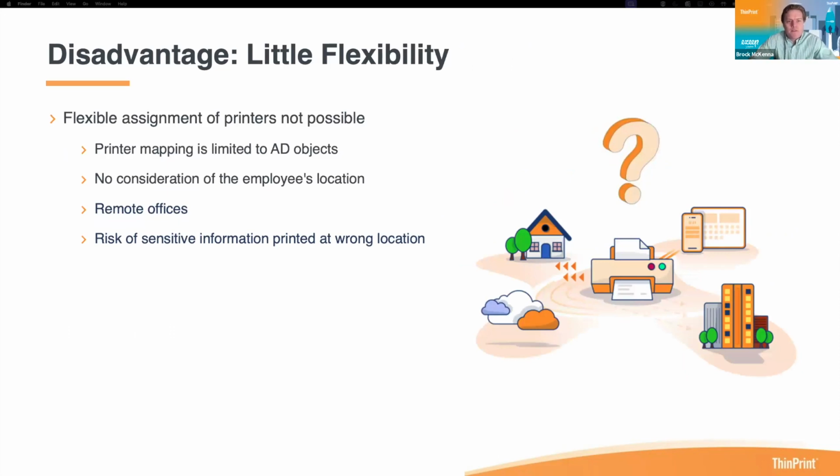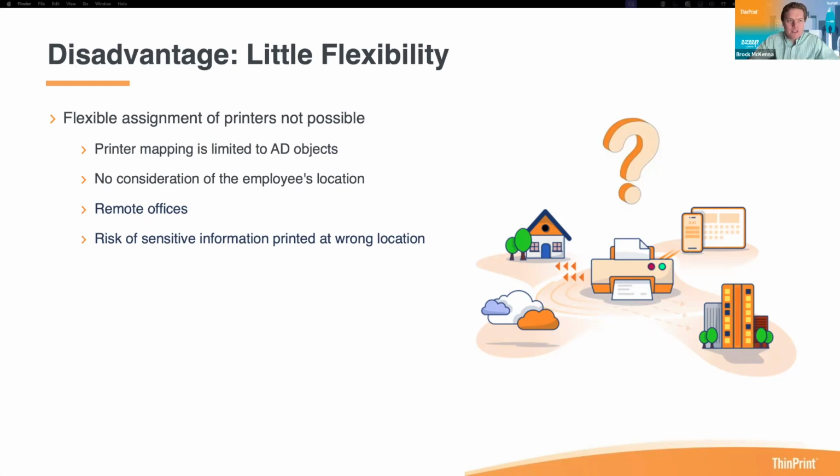Another disadvantage is you have little flexibility. So you are limited to mapping to 80 objects. So that has no consideration to the employee's location that you're mapping to. So if you have remote offices or users that move around, you're going to have to either create a GPO that applies them when they log in and gives them all the printers, no matter what location they're at, or you'll create service desk tickets by having to have them create a ticket when they get to the new location, to give them the correct printer.